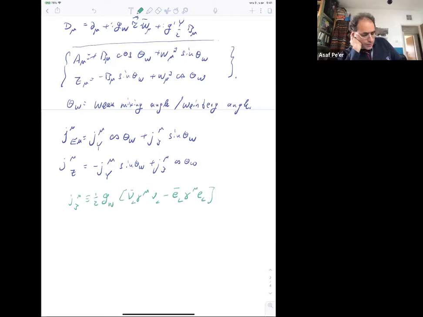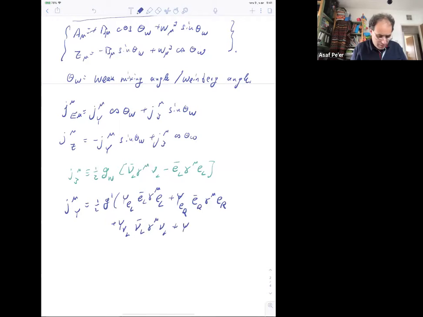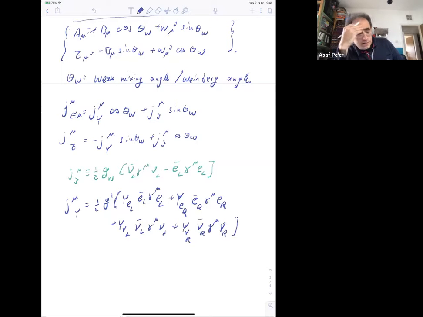Now the fermionic current that couples to the B. Again, this is a neutral one, so it just couples the current of the left and right-handed neutrinos and electrons, and we can think of them as being coupled separately. So we can write down the J mu Y to be 1/2 G prime, and then Y E left, E bar left, gamma mu E left, plus Y E R, E bar right, gamma mu E right, putting different couplings for each of the species, plus Y neutrino left, neutrino bar left, gamma mu neutrino left, plus Y neutrino right, neutrino bar right, gamma mu neutrino right. And here, the Y E L is the weak hypercharge of the left-handed electron.